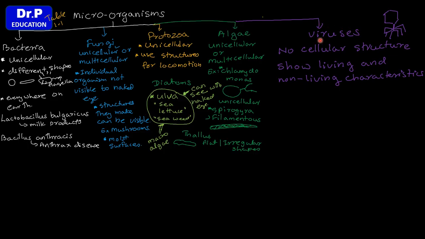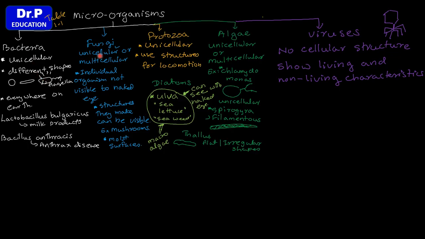Now you can compare viruses with all other microorganism categories. All other categories have a cellular structure. It can be either unicellular or multicellular. But for viruses, there is no cellular structure, but they can come in different shapes. The problem with viruses is that they cannot come to life without a host.